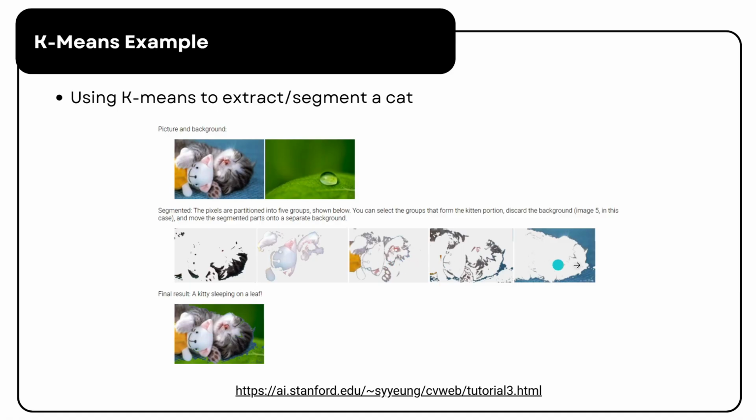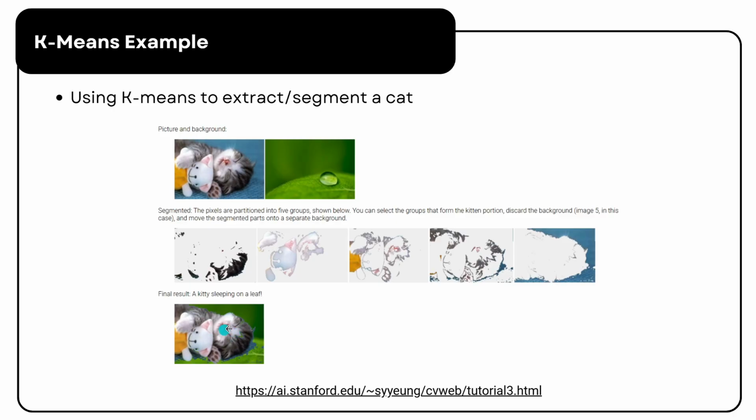So as you can see, it is segmented here. Now we can manually identify which cluster corresponds to the kitten and discard the others that represent the background, in this case the blue here. Once we isolate the cat clusters, we can superimpose them onto the new background, in this case a leaf, resulting in the final image shown here.